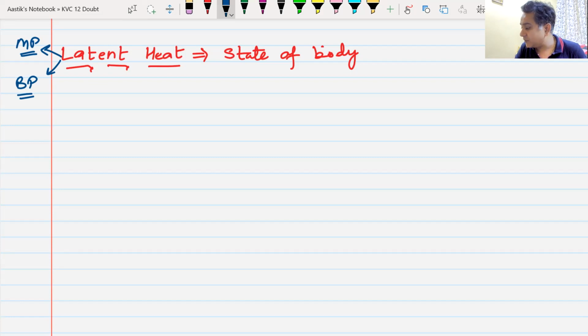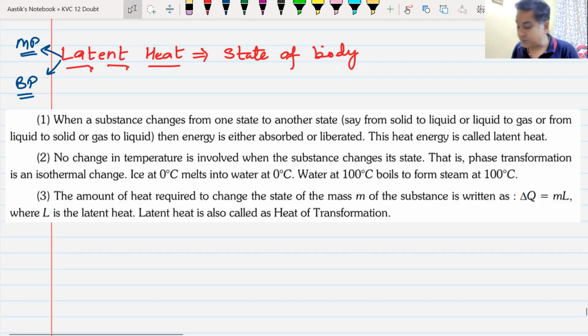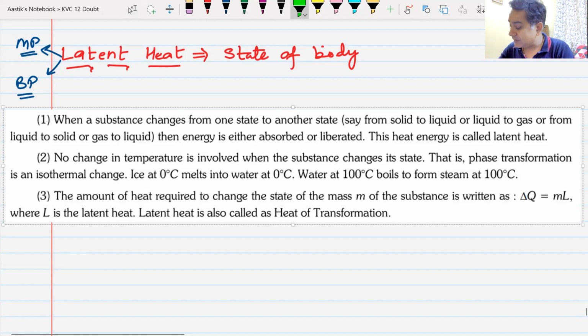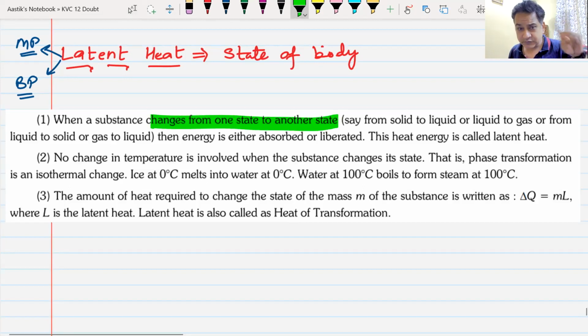I will just highlight those important points that include the definition. Now is not the time to write the definition. I hope you already know it. So it's basically used to change the state from solid to liquid or liquid to gas.